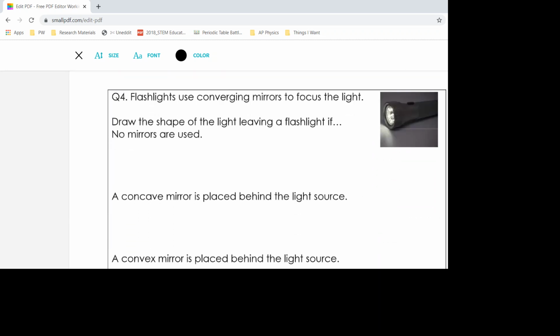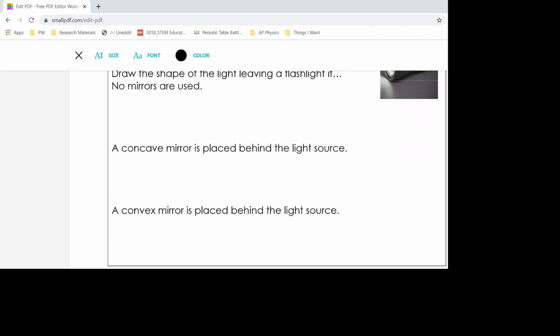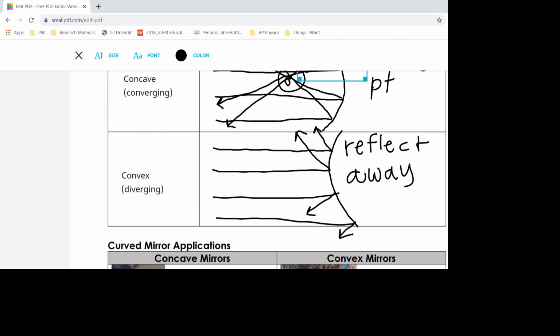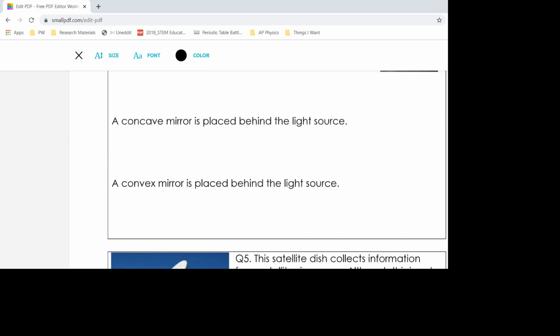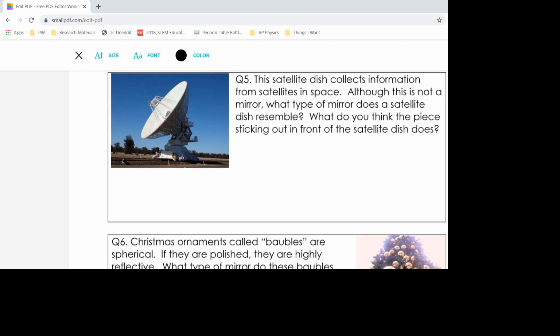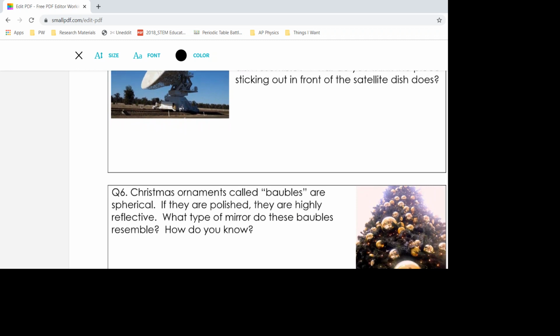So flashlights also use converging mirrors to focus the light. Draw the shape of the light leaving a flashlight if no mirrors are used. A concave mirror is placed behind the light source, or a convex mirror is placed behind the light source. Again, we've got diagrams up here that should be able to aid you with that. And question 5, the satellite dish collects information from satellites in space. Although this is not a mirror, what type of mirror does a satellite dish resemble? And what do you think the piece sticking out in front of the satellite dish does? Okay, reflect on that. Reflect.